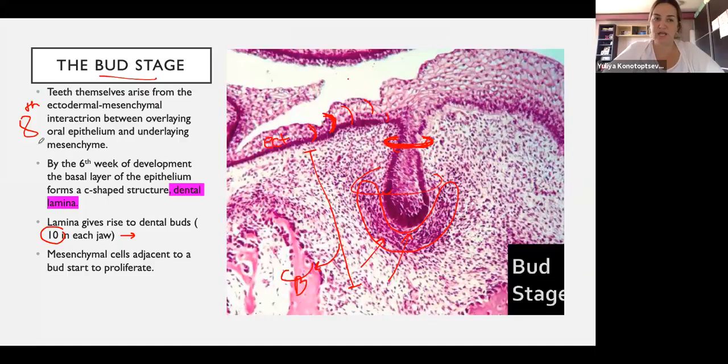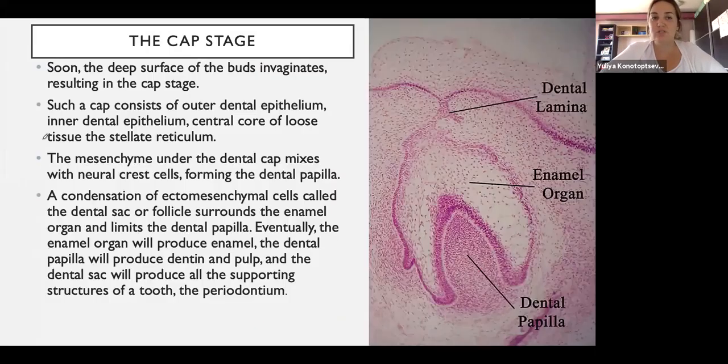This was approximately 8th week. The next stage is the cup stage. This is approximately 10th week, right? What is the major thing that you see? What is the difference? So this is still your oral cavity epithelium, aka the ectoderm. You can still see the connection between the epithelium and developing tooth called dental lamina.